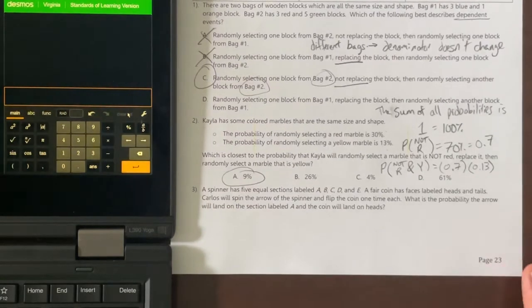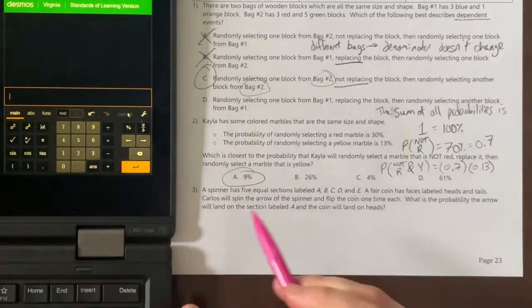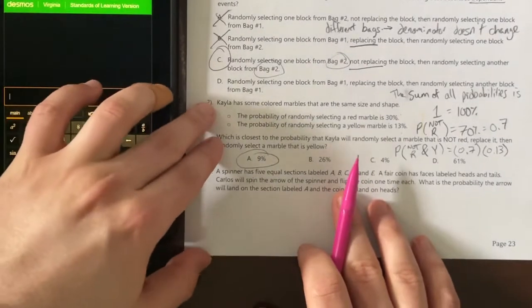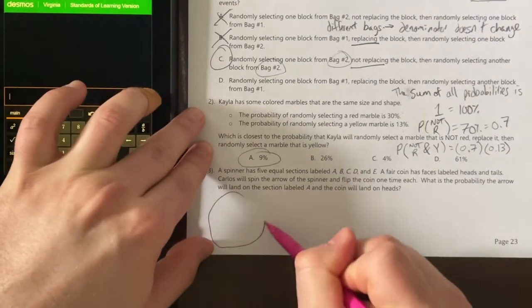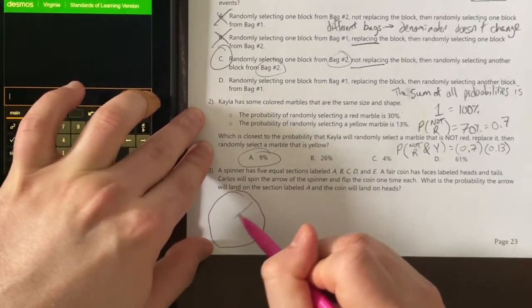All right, for number 3, it says a spinner has 5 equal sections labeled A through E. If you can, try to draw it out. So let me do just that. Let me try to draw this out. So that's 5. It's not going to be perfect.